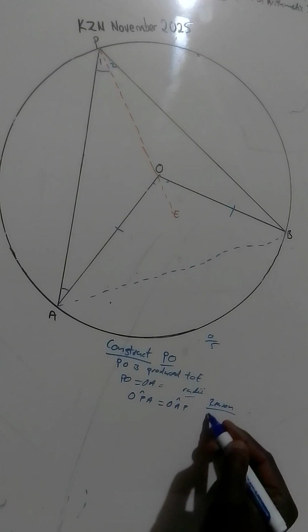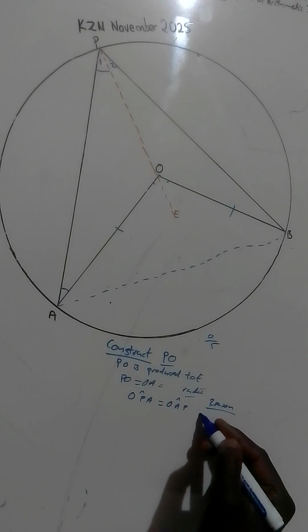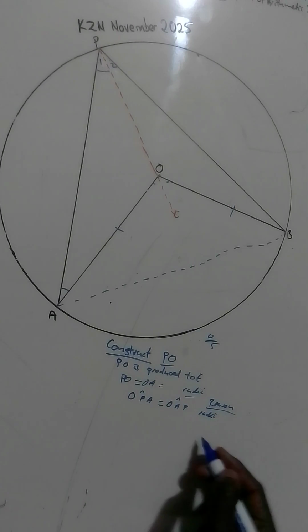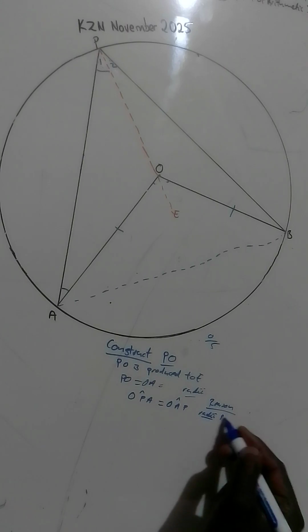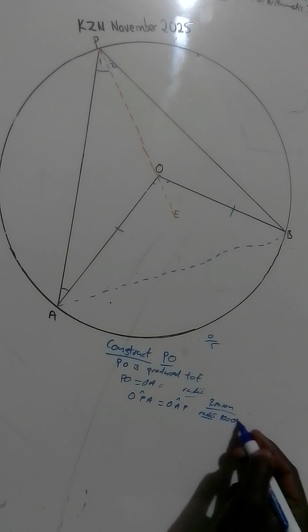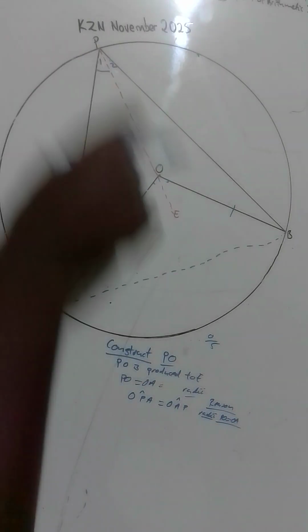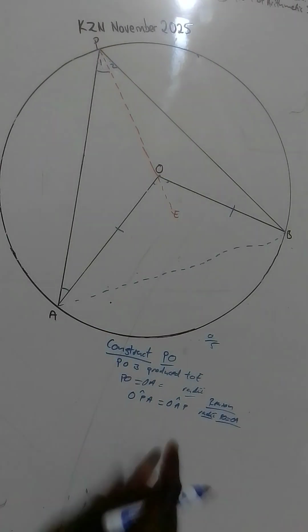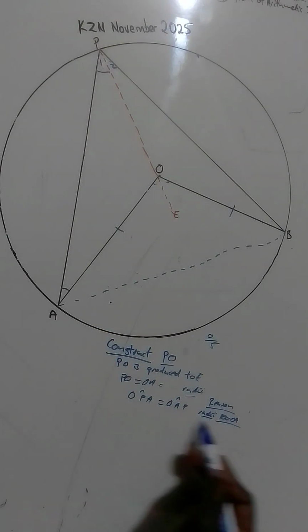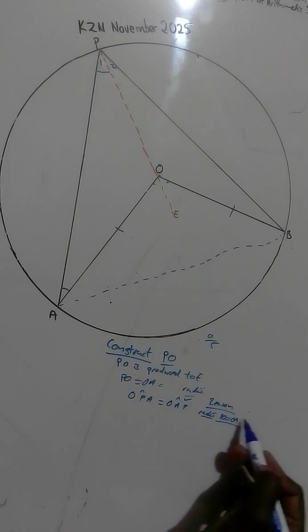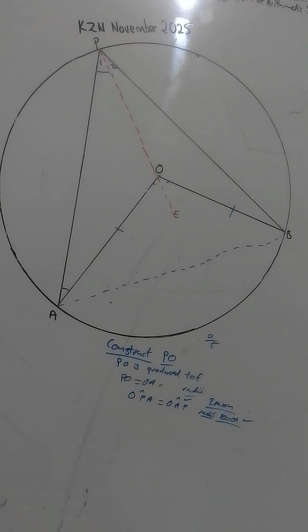So now I say radii. Why am I saying radii? Because I've got line PO, which is equal to line OA. Radii. What I produced and what was already given. Right? So now for this angle and this reason, 1 mark there, 1 mark there. Now that I've got that, now what am I going to do?